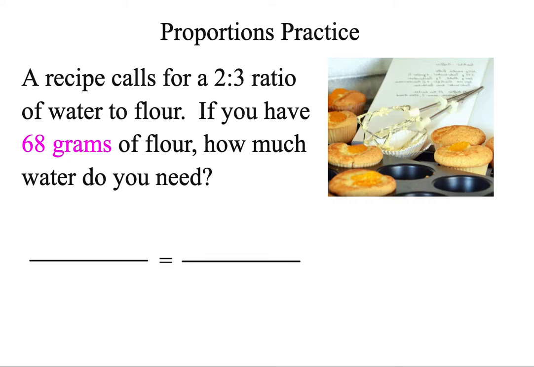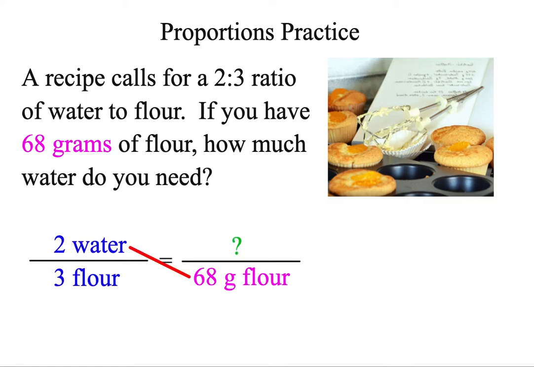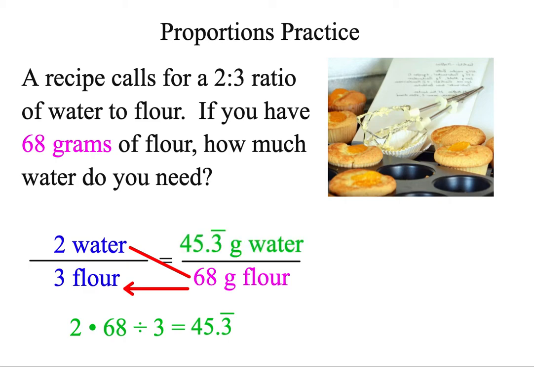The 2/3 will stack that. That's water to flour. And where does the 68 grams of flour go? If you were thinking the bottom, excellent. And then you're going to multiply diagonal, divide by what's left over. 2 times 68 divided by 3. And that'll give us 45.3 repeating. This one's going to keep going beyond that, so it's going to be 333 forever. But that's fine. We're pretty much done, and that is how many grams of water we need to keep these proportional. Another way to state that, though, is 45 1/3.